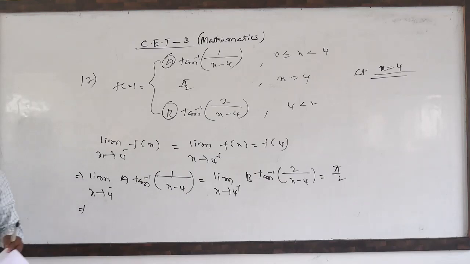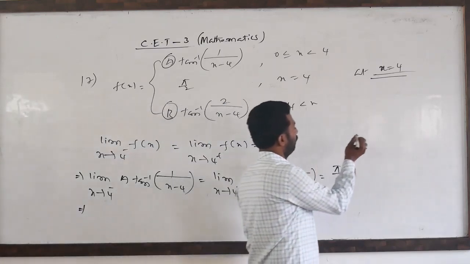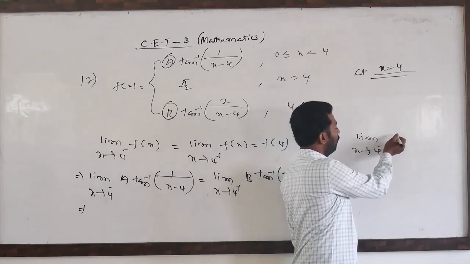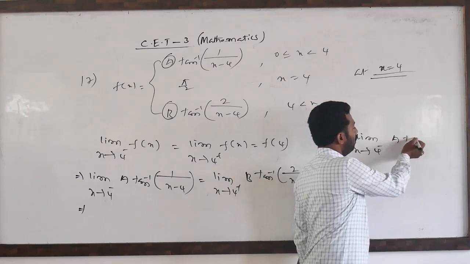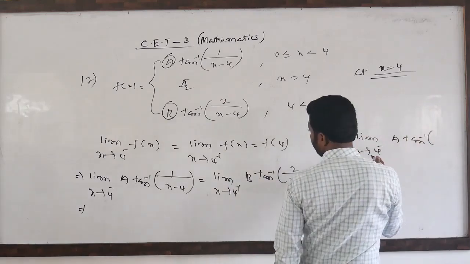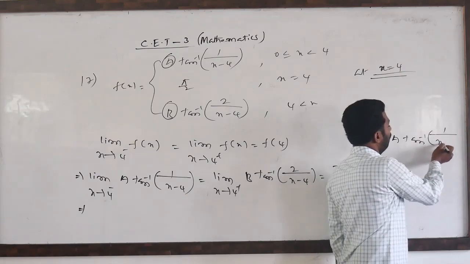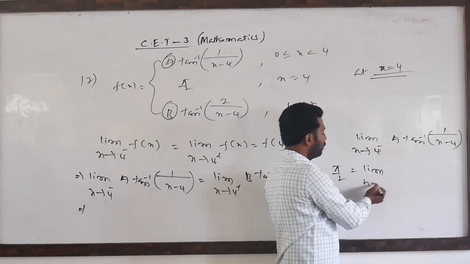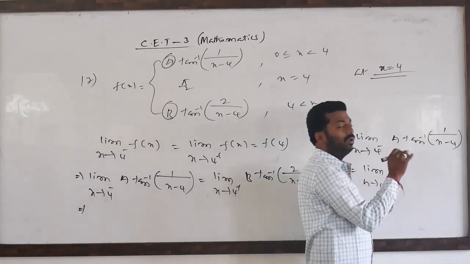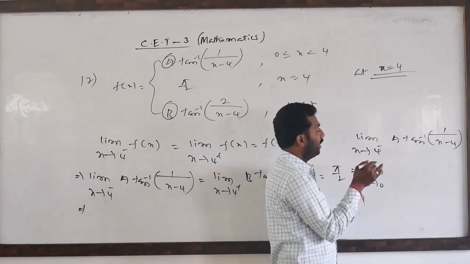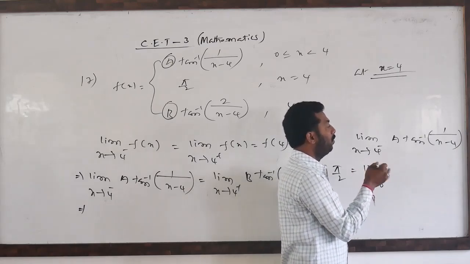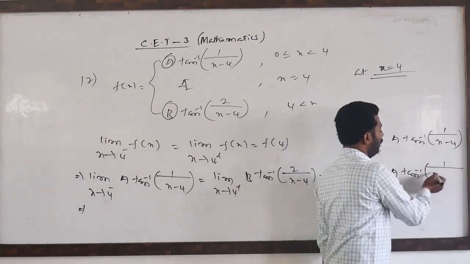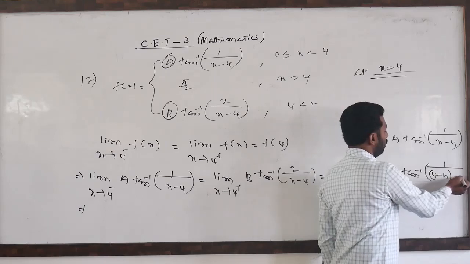Otherwise, separately we will calculate this one. See, limit x tends to 4 minus, f of x means a into tan inverse of 1 divided by x minus 4. Again, what we should write? Limit h tends to 0, f of 4 minus h. Wherever x is there, in that place 4 minus h. So this is tan inverse of 1 divided by 4 minus h minus 4.